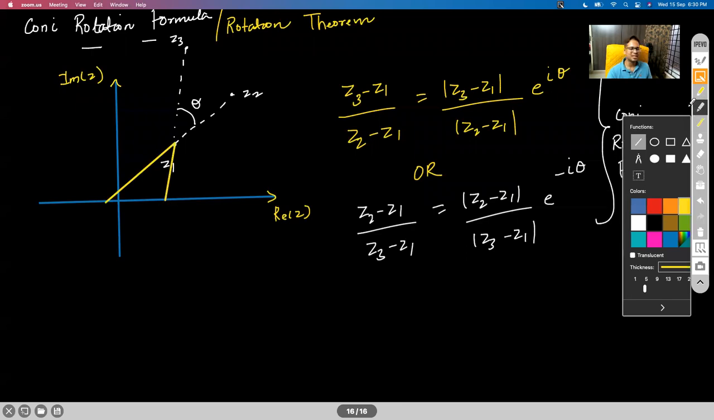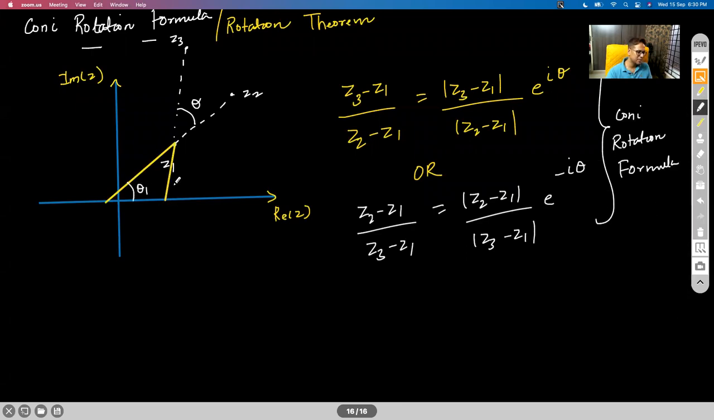Okay, let's say I call this angle theta 1 and I call this angle theta 2. And of course, this angle is theta itself. Let me just erase Z1 from inside here, it is coming in between the diagrams. So let's say this is theta.